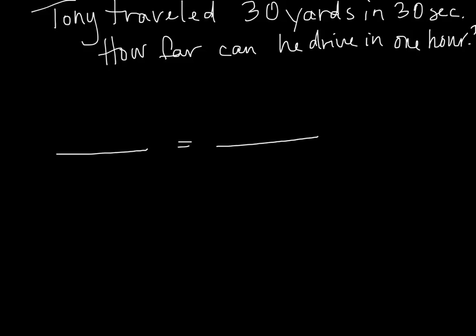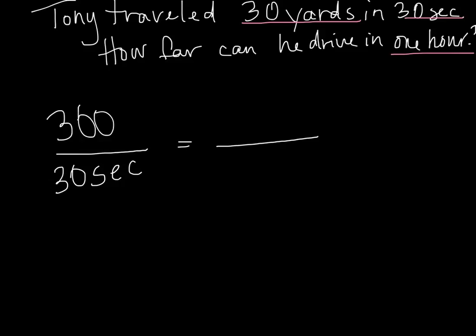Now, for your problem. Tony traveled 300 yards in 30 seconds. How far can he drive in 1 hour? Not that you care, but each time we solve a proportion, you're going to be given 3 pieces of information. 300 yards, 30 seconds, 1 hour. If he traveled 300 yards in 30 seconds, we're going to put 30 seconds on the bottom because time is on the bottom. That leaves us with 300 yards on top, so we can drive 300 yards in 30 seconds.